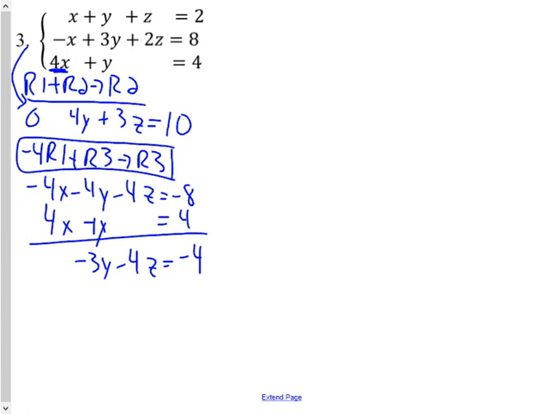That's good. So now here's our new system. X plus y plus z is 2 this time. 4y plus 3z is 10. Negative 3y minus 4z is minus 4.